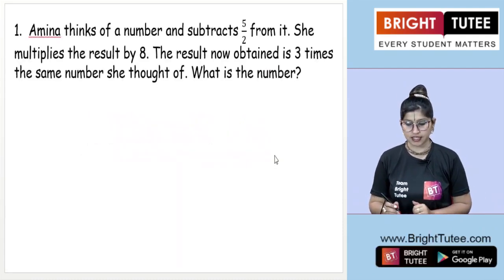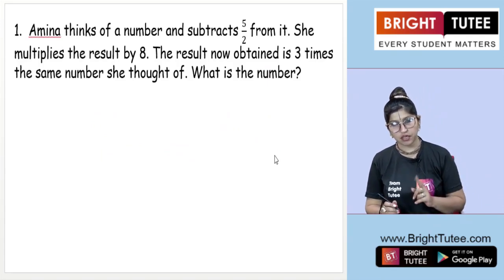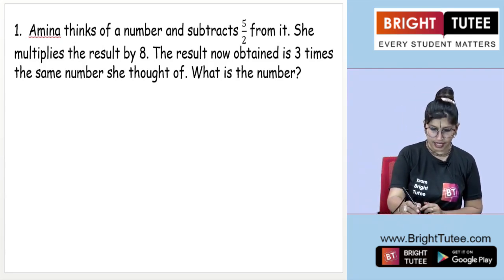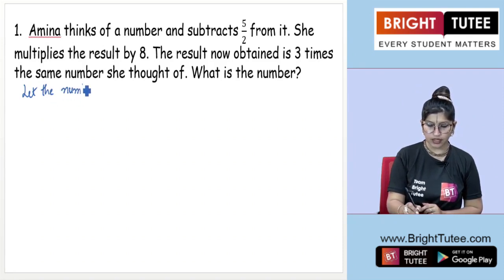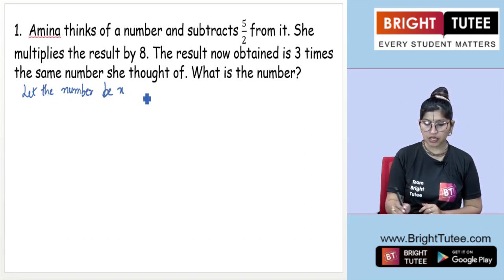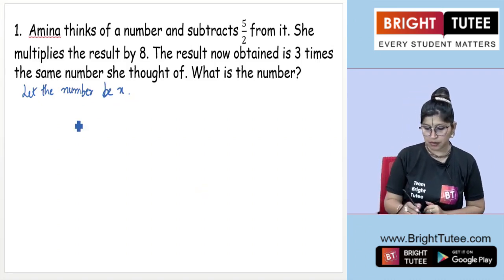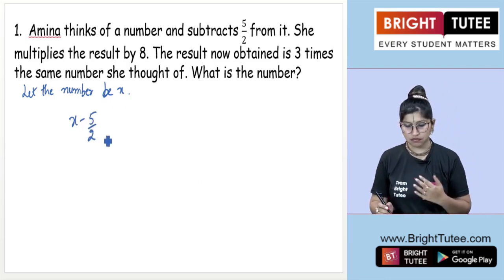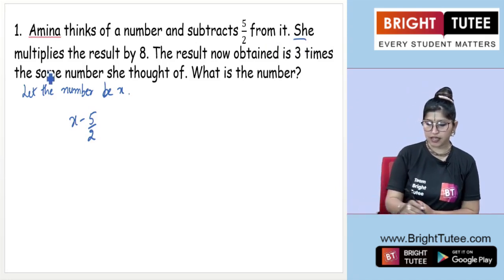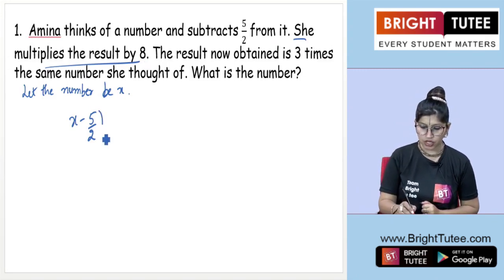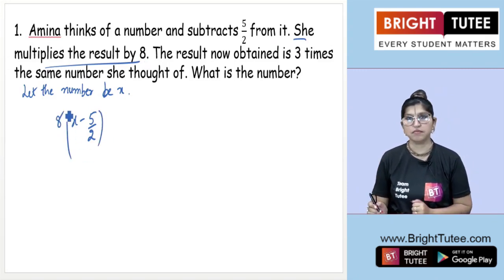Now the first question says that Amina thinks of a number and subtracts 5/2 from it. So the first thing which came to my mind is, let the number be x. That means if the number is x, then Amina subtracted 5/2 from x. The next line says she multiplies the result by 8. That means the result we got, which is x minus 5/2, we multiplied this by 8.